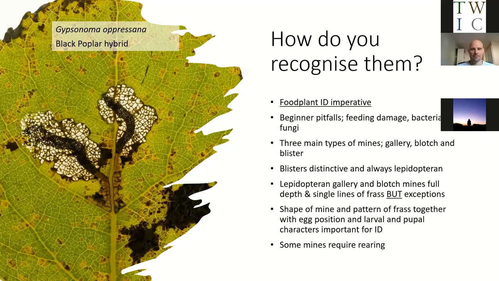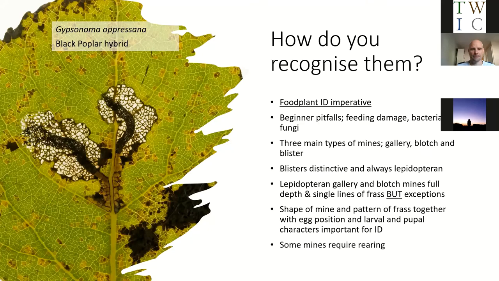Flies tend to feed on one surface of the leaf only, so either the upper side or the underside, so they're not full depth. When you hold the leaf up to the light, what you'll see is that a fly mine is a little bit more cloudy, less well defined than a moth leaf mine. And moths also tend to have one line of frass, whereas flies tend to have two lines.